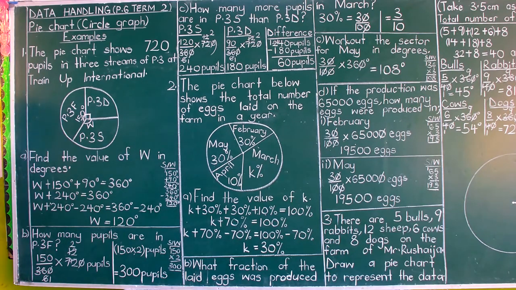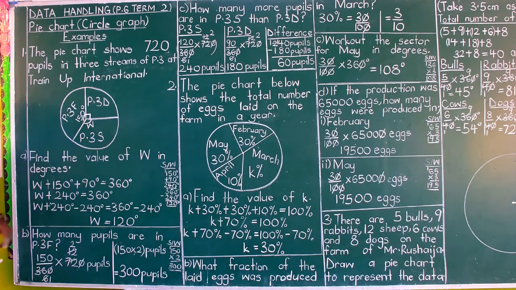As we look at part B, it says, how many pupils are in P3 Flare? That is P3F. So look at it. It has got an angle which is 150 degrees.